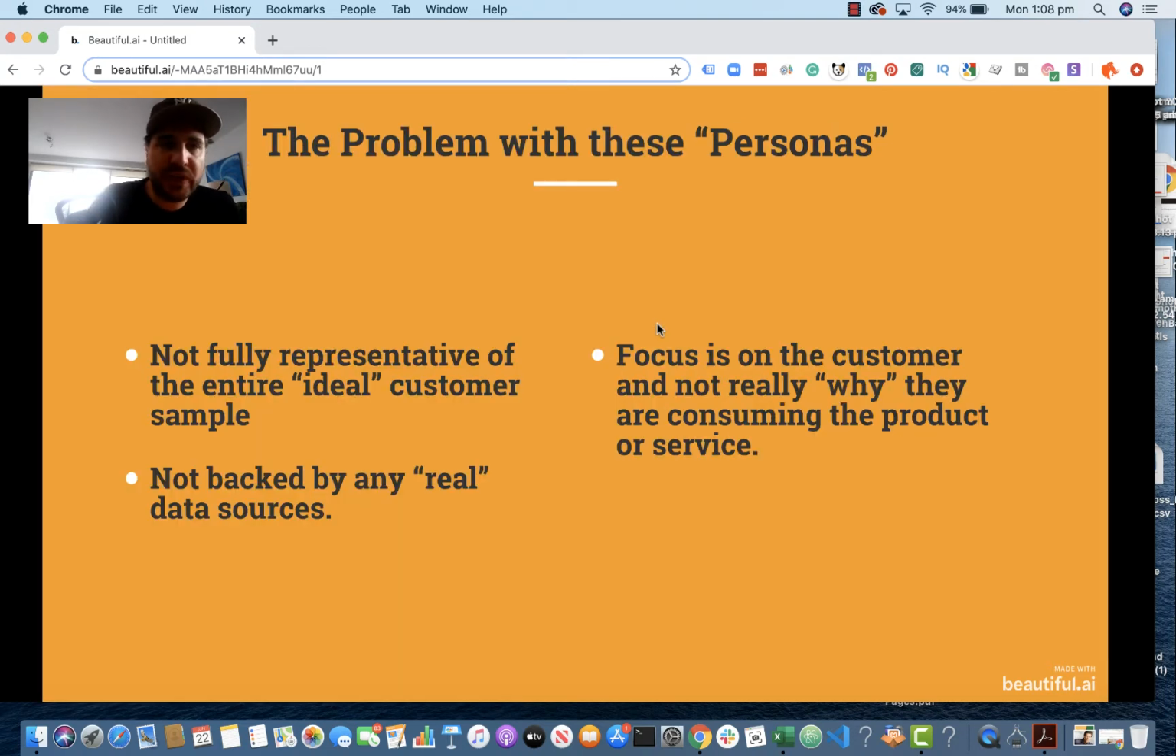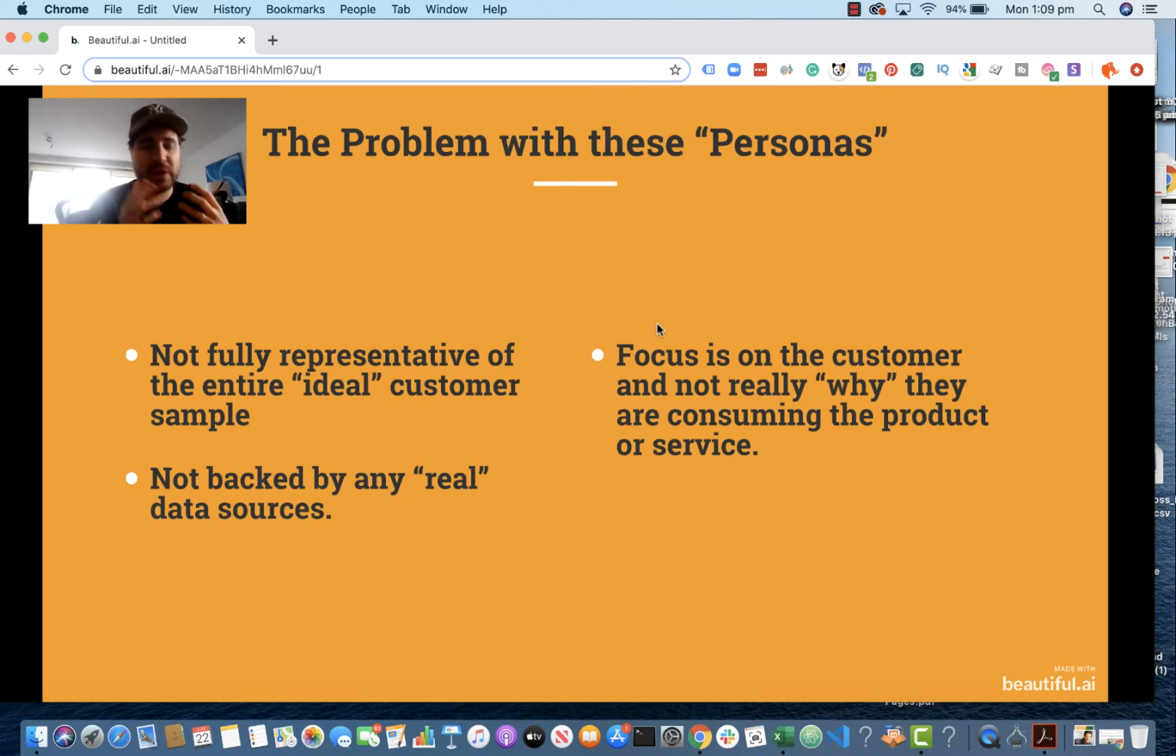Now, the problem with these types of personas, like I mentioned, is they're not fully representative of the entire ideal customer sample. Statistically, it's not really strong. You're only getting a very small subset of these people. And yes, you're going deep in the qualitative analysis, but again, statistically, it's not really strong.